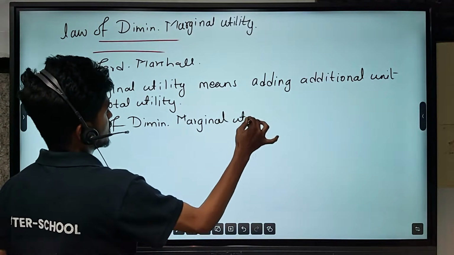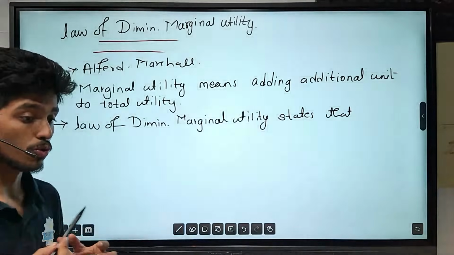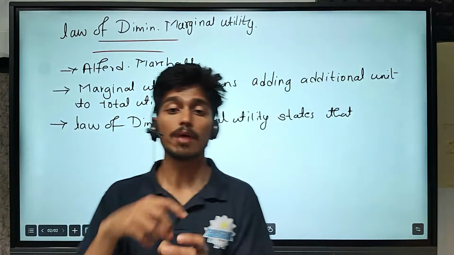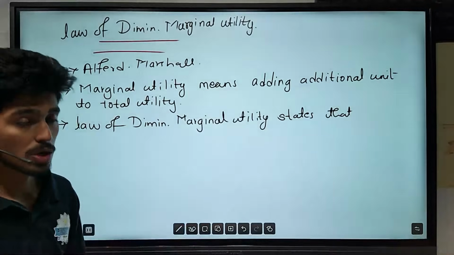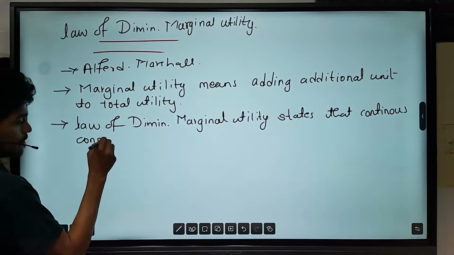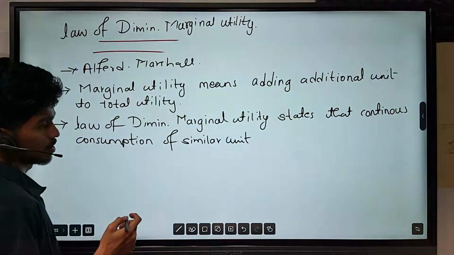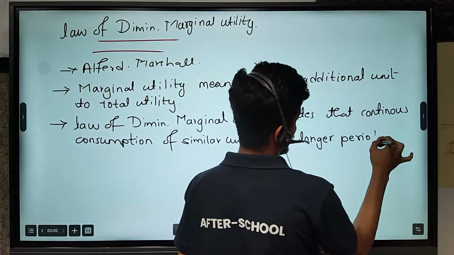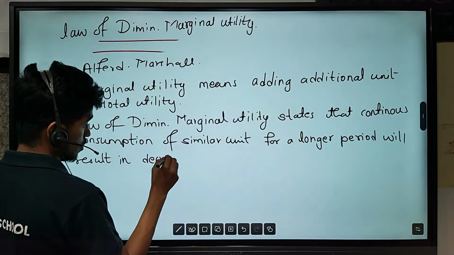Diminishing marginal utility states that with additional consumption we do not get the same satisfaction. Again I am telling, if we consume one good we get a satisfaction. Now the similar good we are consuming a second time, we are not going to get the same satisfaction. The satisfaction will decrease. That is known as the law of diminishing marginal utility. So the law of diminishing marginal utility states that continuous consumption of similar units for a longer period of time will result in a decrease in marginal utility, or a decrease in the level of satisfaction.